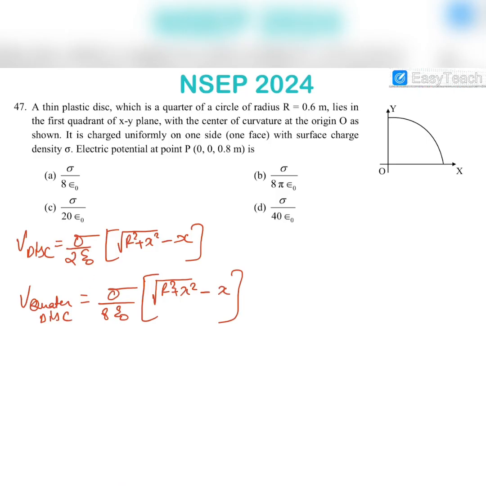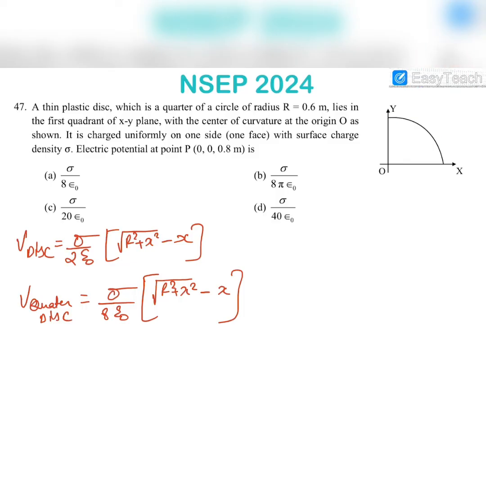But obviously if I write down this sigma for this quarter disk, so I can say that the potential due to 4 quarters will be getting summed up for the calculation of total potential at this point. So if the potential of this quarter is V at this point, the potential of the other 3 quarters will be V, and the total potential will be 4V, which will be this, and therefore the potential of 1 quarter will be this.